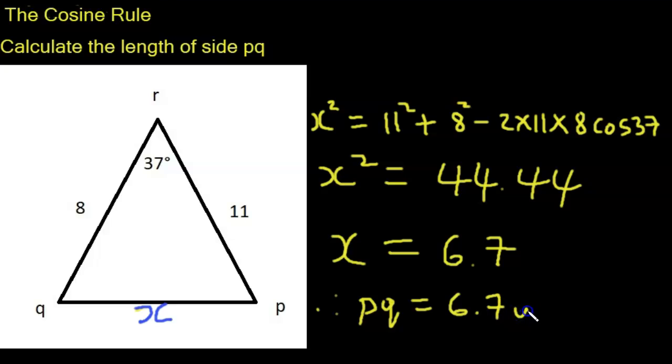We don't know if it's meters or centimeters or kilometers or whatever, because the question did not give us any units. So PQ is 6.7 to 1 decimal point.